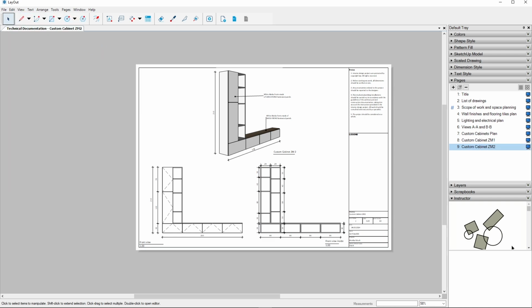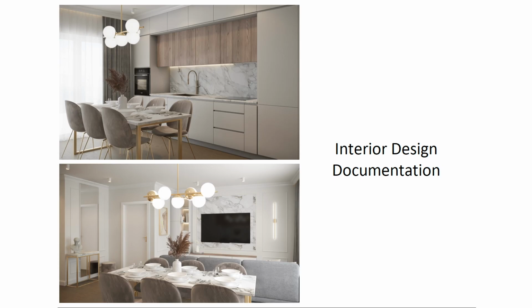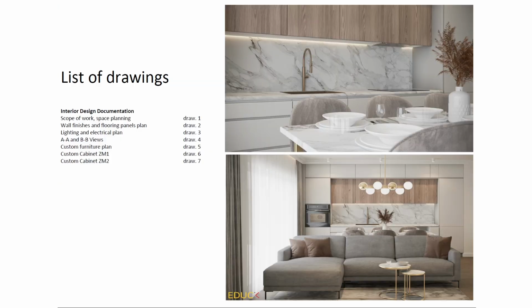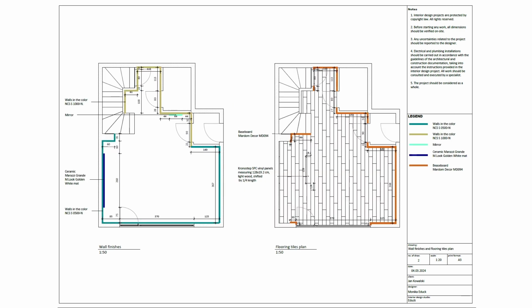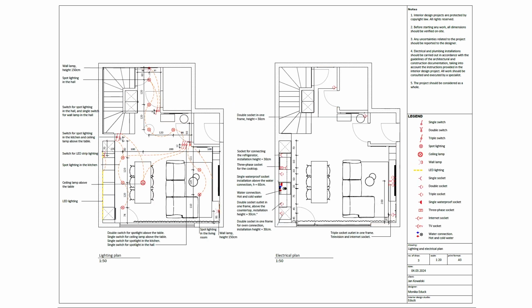Here's how it's set up. First, we have the title page, followed by a list of drawings with visualizations. Then I show the scope of work and the floor plan with annotations and dimensions. Then I explain how to finish the walls with specific materials and colors, and I show the arrangement of tiles or floor planks. Then I include the lighting and electrical plans.